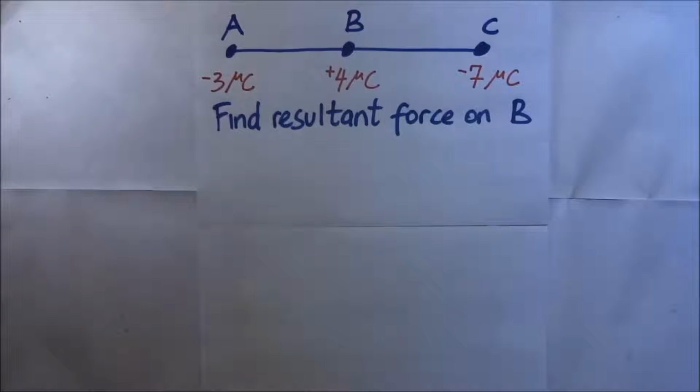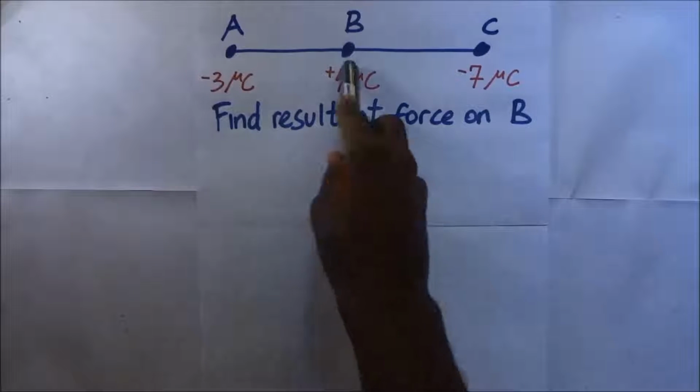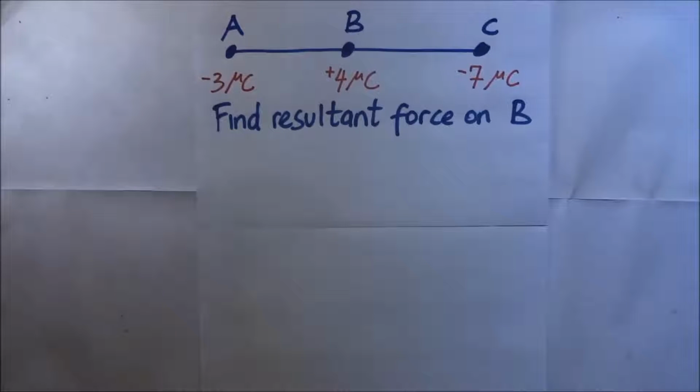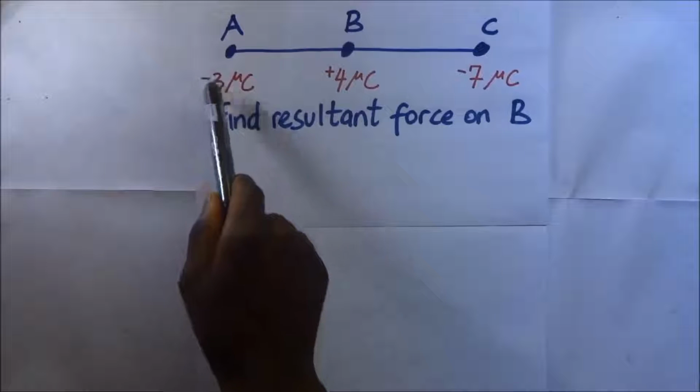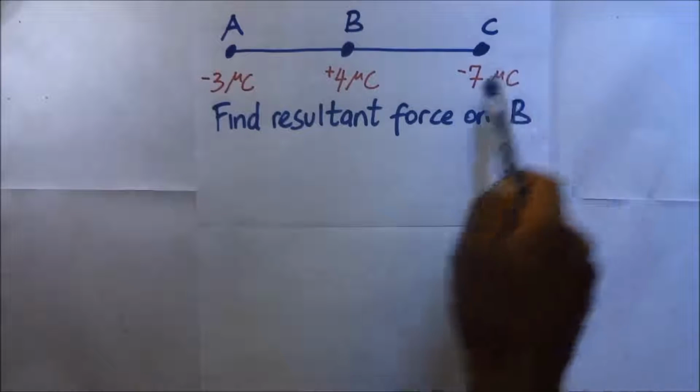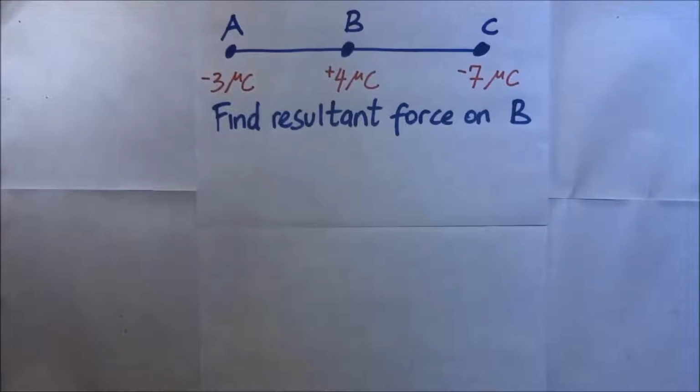We are being required to find the resultant on charge B. Now, charge B is in between charge A and charge C. Charge A is negative 3 microcoulombs and charge C is negative 7 microcoulombs. Now, let's put this at the back of our minds, the law of electrostatics. It says that unlike charges attract and like charges repel.